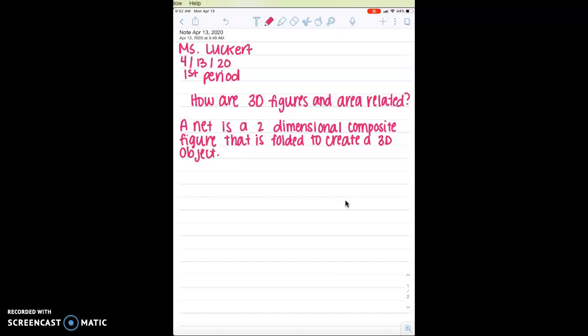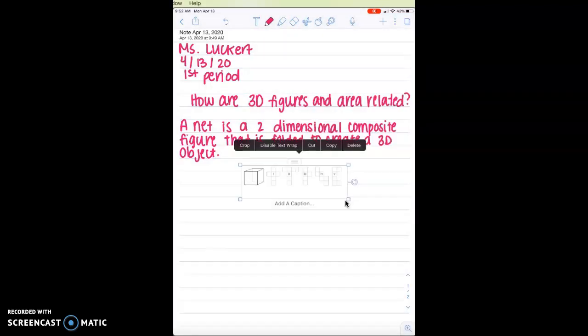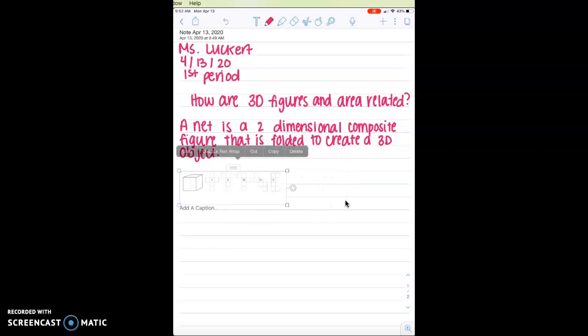So you're going to do a Desmos activity this week, which is a thing you're just going to be able to click on a link to, and you're going to work with nets and different 3D figures, just because I think it'll be hard for you to do that without that. So I'm going to go ahead and insert a picture here of a cube and some nets of a cube. So give me just a second to do that.